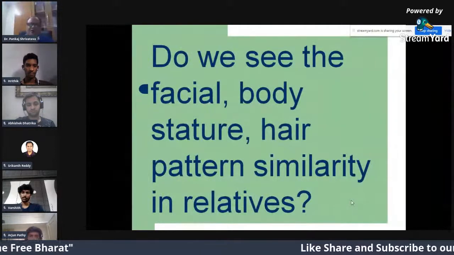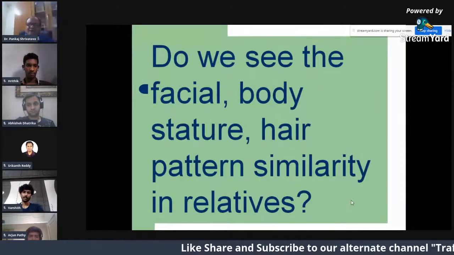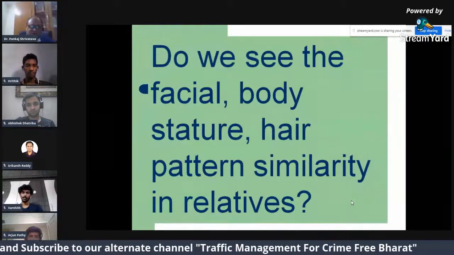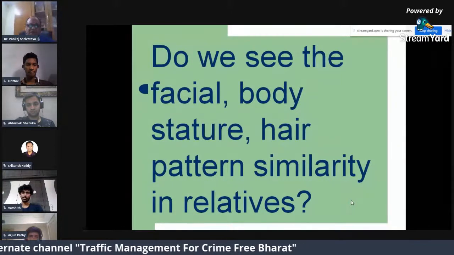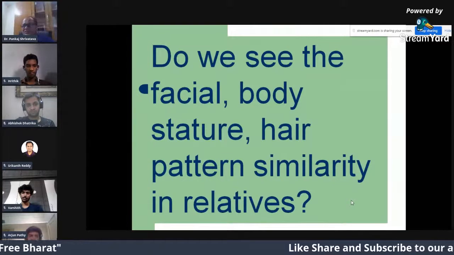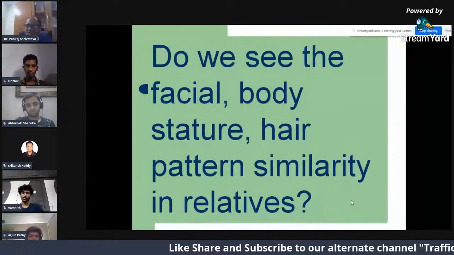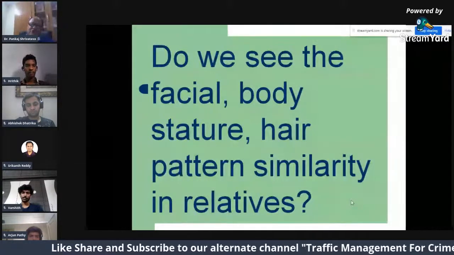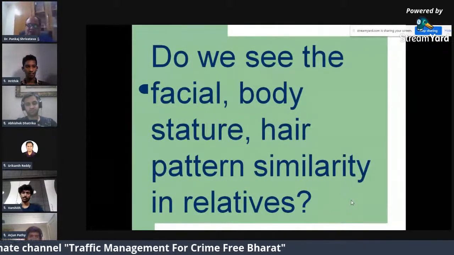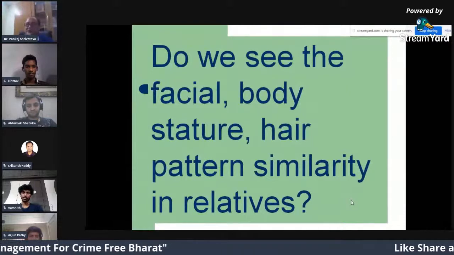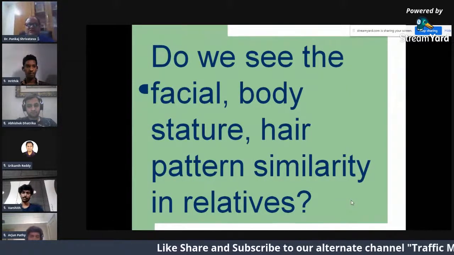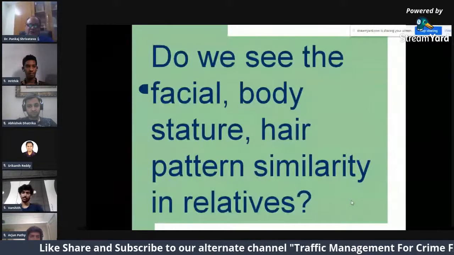Now if you close your eyes and think, do we see facial, body structure, hair pattern similarity in relatives? You will find some similarity in your relatives. Like if you see with your brother or father or uncle, you may find some genetic similarity. But if you compare yourself with some unrelated person, then you won't find it.